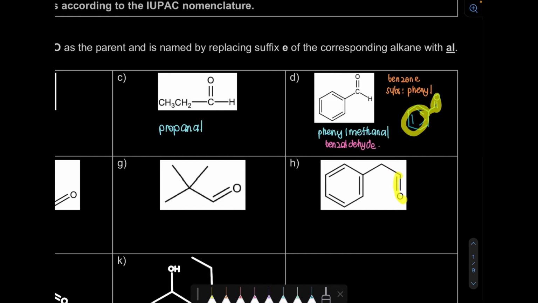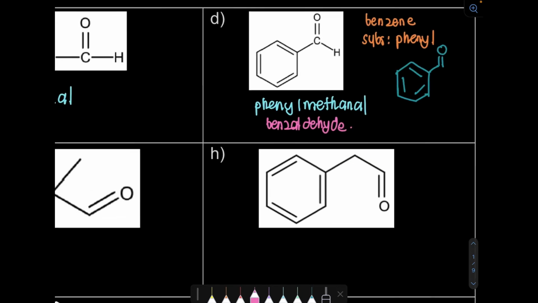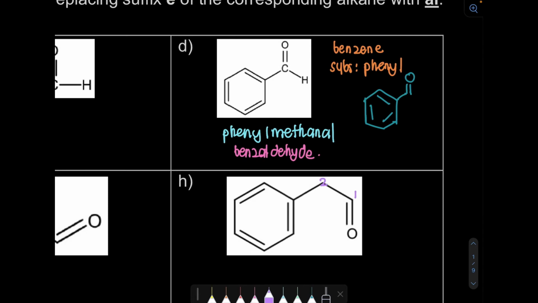But this time around, the C double bond O is not directly bonded to benzene. So the carbon here, I will take as my parent. So it will become ethanone. But then how about the numbering?